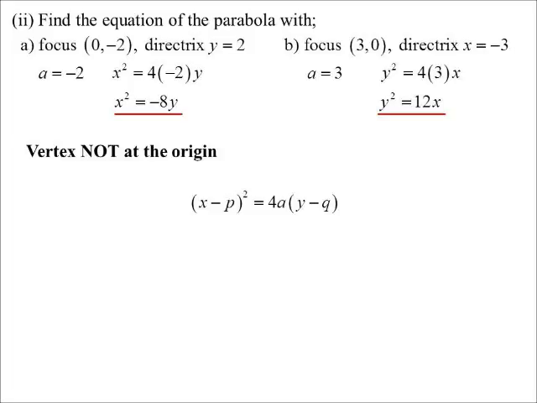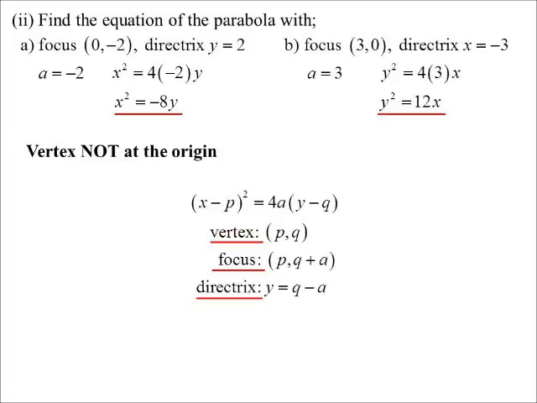Remember when the circle's centre wasn't at the origin, we would say, for example, x minus 2 all squared plus y minus 3 all squared equals something. And the centre's moved to 2, 3. Same idea. So the vertex now would be at p, q, wherever we've shifted this parabola to. The focus then will be a focal length above the vertex. So the x value is going to stay the same, but the y value would be plus a. We've added a on. The directrix is a focal length below the vertex, so it'll be q minus a.